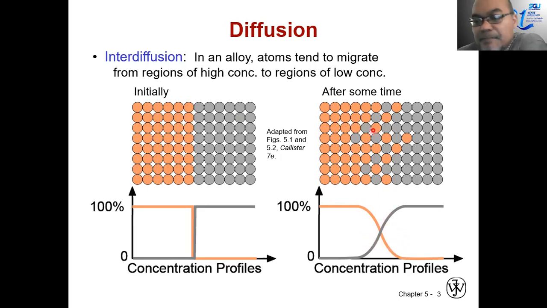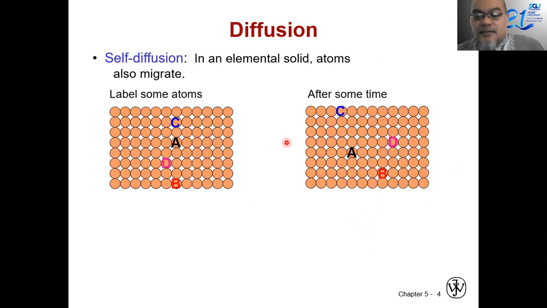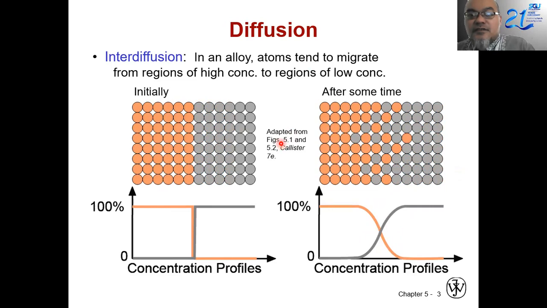So now there is some concentration on the right side of the material to some extent. Similarly, on the left side, where initially there is 0% concentration of the gray colored atom, now you will have some percentage of concentration over there. This is what we call interdiffusion between two different materials in an alloy.